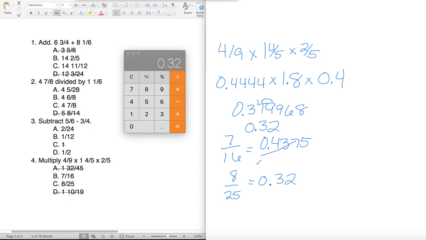So quick review of the steps: convert all of your fractions in the problem to decimals. Do the calculation involving those decimals in the calculator. Rule out any answers where the number before the decimal doesn't agree with the fraction answer, and then convert any remaining fraction answers to decimals and pick the one that matches. Good luck!